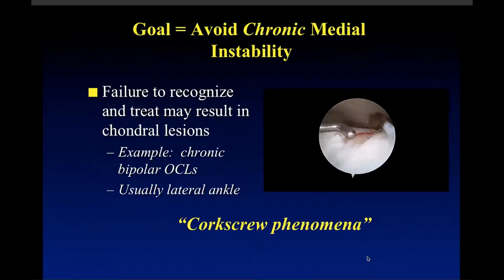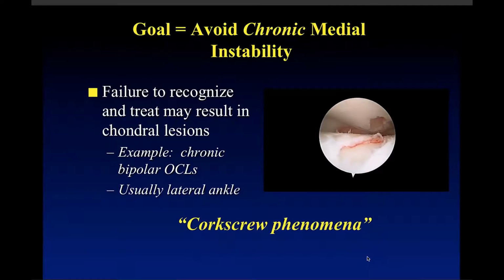Again, our goal here is to avoid chronic medial ankle instability. Again, this is an example of a Pro Bowl running back, who basically had medial ankle instability patterns in conjunction with syndesmotic injuries, failure to recognize he has this so-called corkscrew phenomenon where he's been trying to rehab on an unstable medial aspect. He's been grinding down his lateral talar dome.